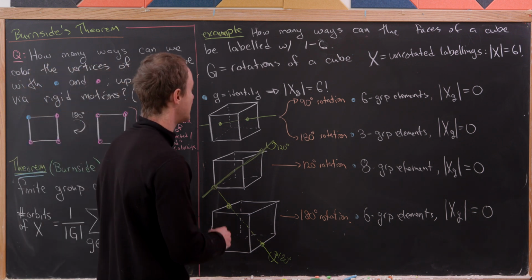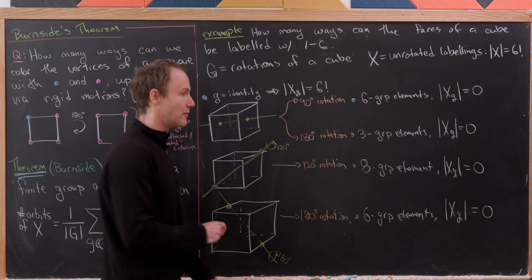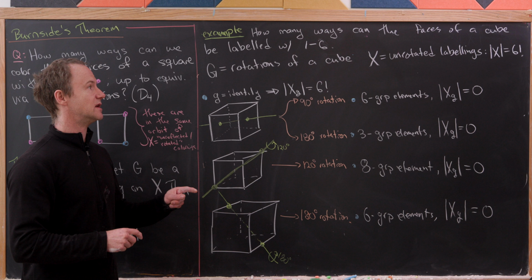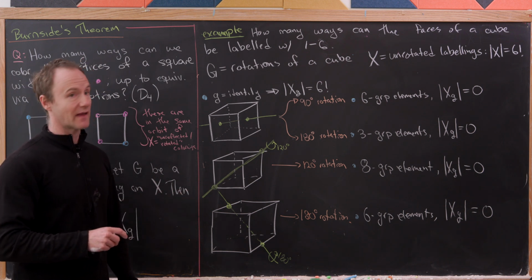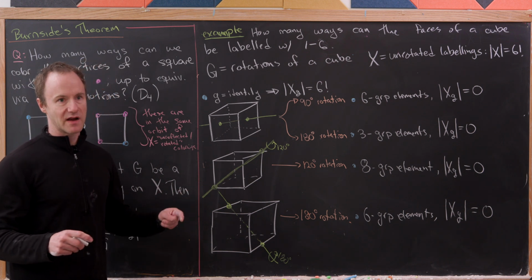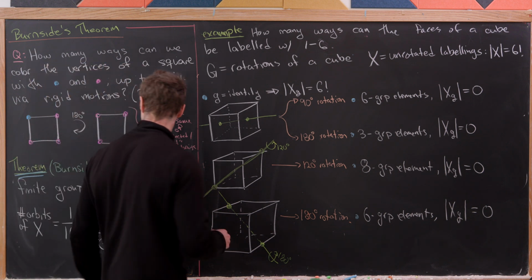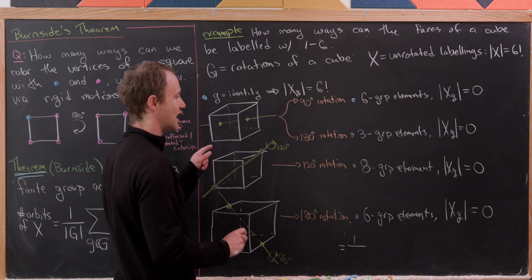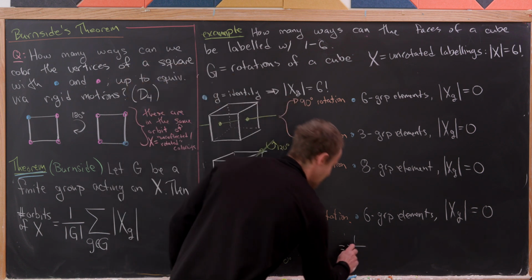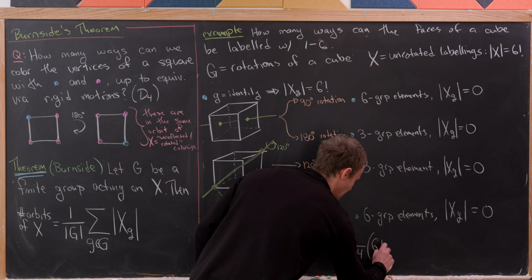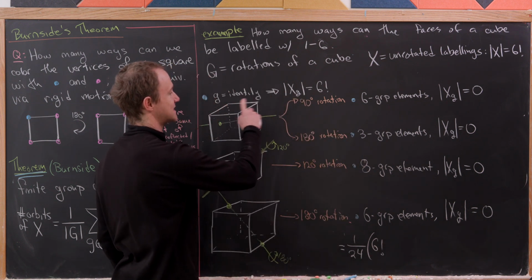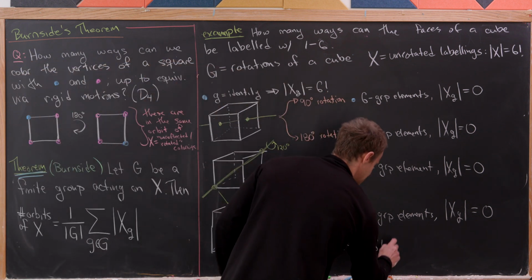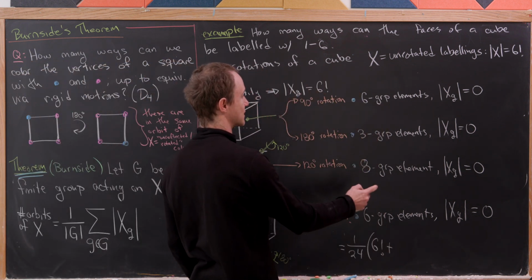So now let's see, putting this all together, the number of orbits, which in this case is the number of ways that this cube can be labeled, keeping in mind that we're labeling modulo rotations, will be equal to 1 over the size of the group. But if you count this up, you'll pretty quickly see that the size of the group is 24 times the size of all of these X_g's summed. But notice that's simply going to be 6 factorial plus a bunch of zeros.